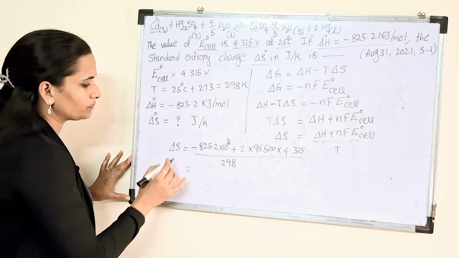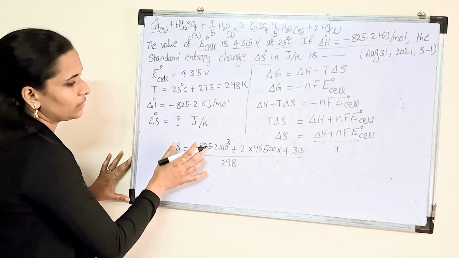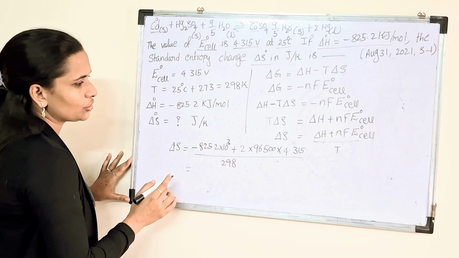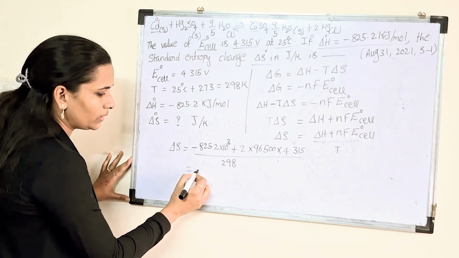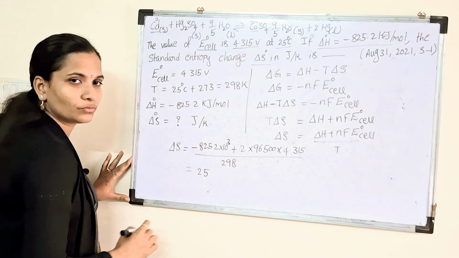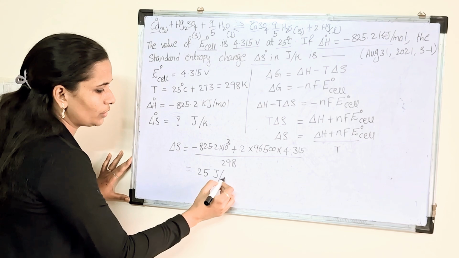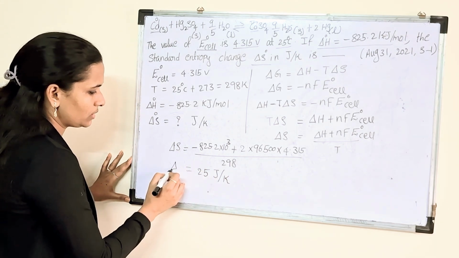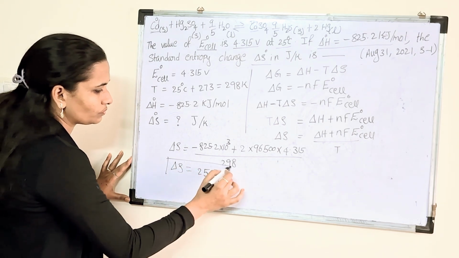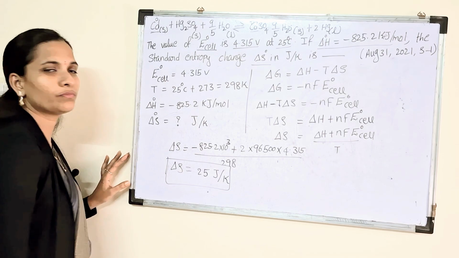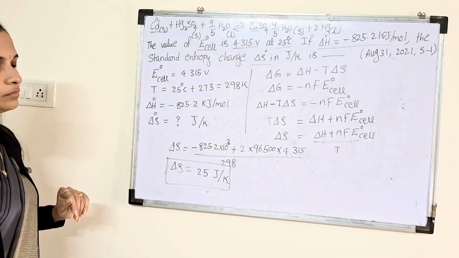If you substitute and do the total calculation, we will get nearly 25 joule per Kelvin. So this is the delta S value for this question.